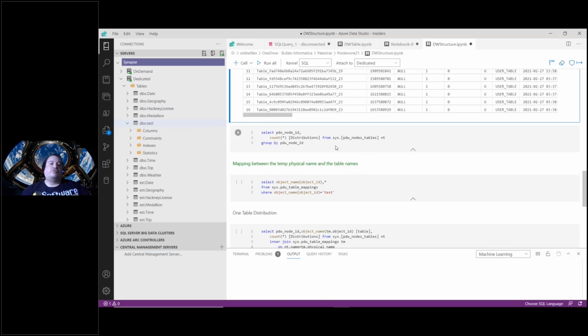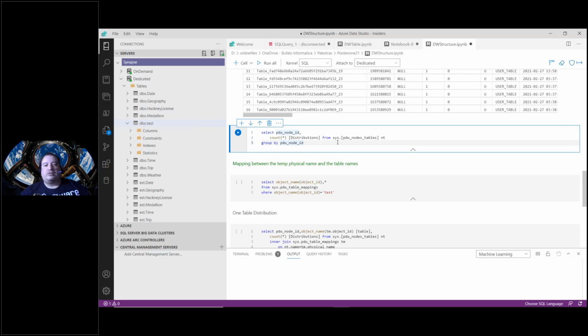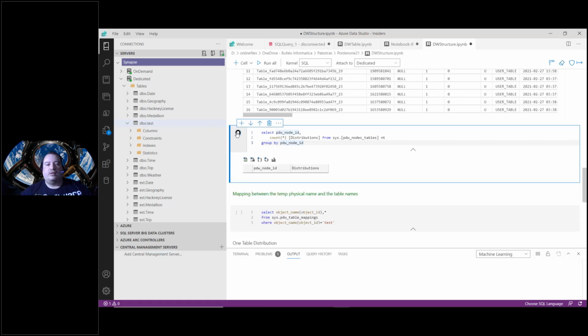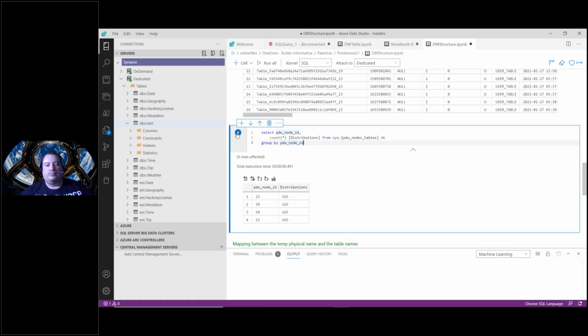First of all, let's count things. How many tables do I have for each distribution? Let's group by how many distributions I have for each PDW node. So 165. In fact it involves more than a single table, that's why it's counting 165.